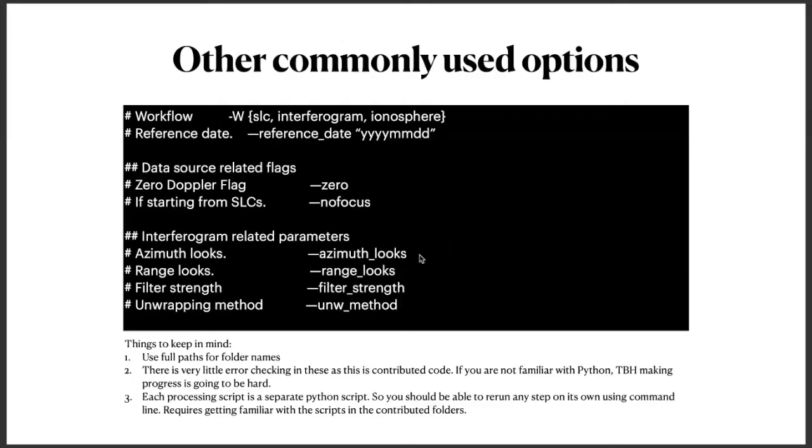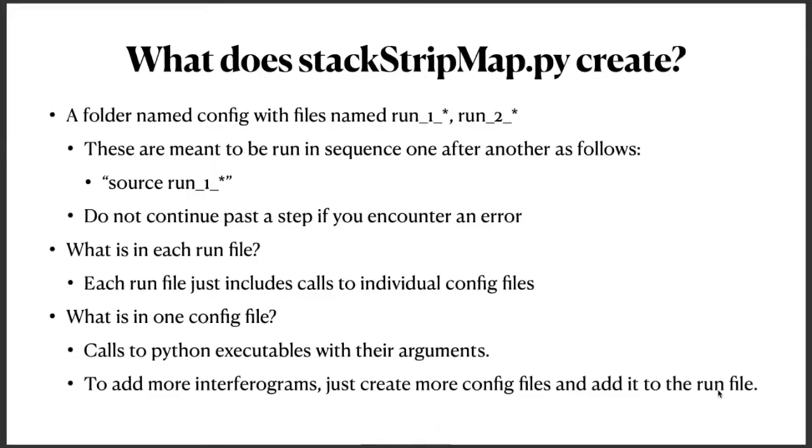And similar options: number of looks, filter strength, unwrap method, you get to control the reference state. And the workflows here include SLC, interferogram, and ionosphere options. What does stackStripmap create? Again, it's very similar. It creates run files, it creates config files, and one config file is one command, and one run file is just a collection of config files.